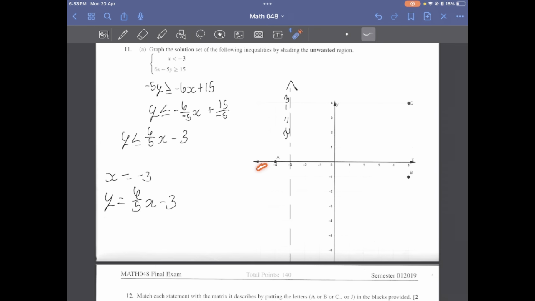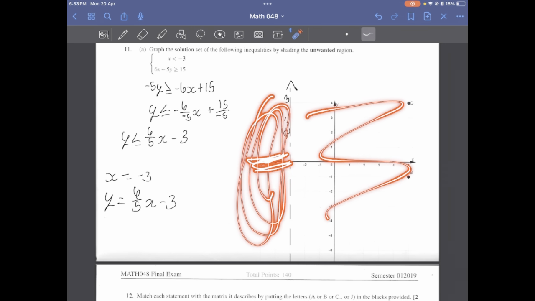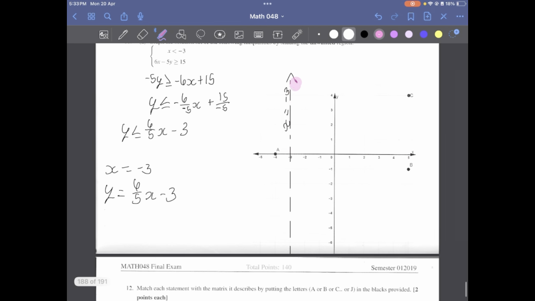So to determine which side you're going to shade, they want the unwanted region shaded. So this says x is less than negative 3. So we want the values that are less than negative 3. The values that are less than negative 3 are over here. So this is the wanted region. This side will be the unwanted region because this contains the values that are greater than negative 3. Let's plot the next one.